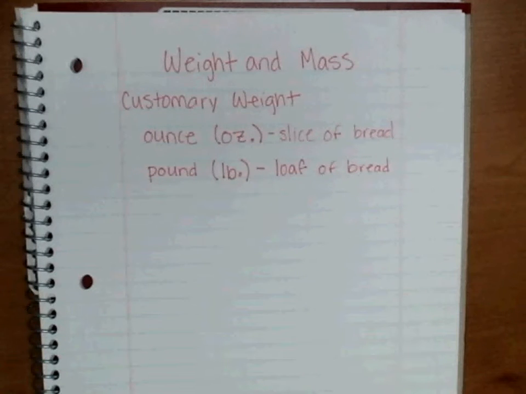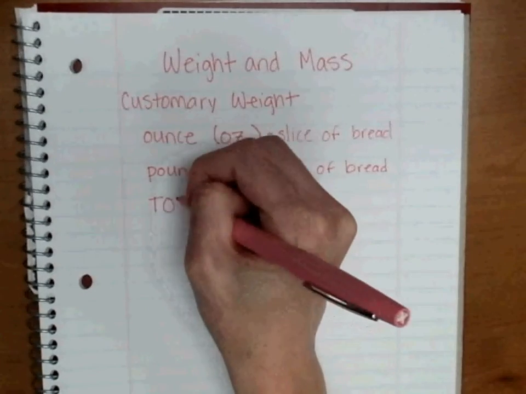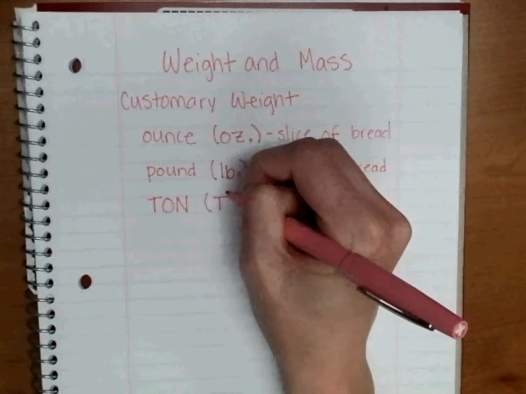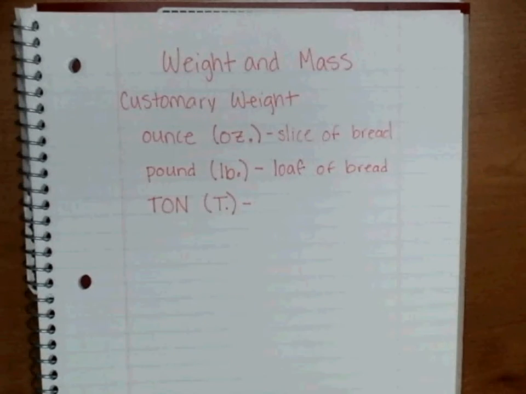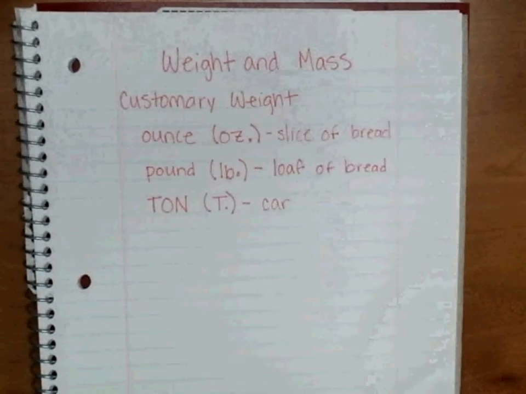And then the largest, biggest unit of weight is a ton, and I'm going to capitalize it all because it's so big. Label with a capital T. And a ton is what they use to measure animals like an elephant. They also use tons to measure shipping things or a car. So I'm just going to put car because it's big.